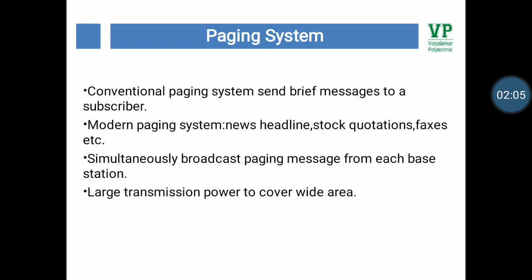Summary of paging system. Conventional paging systems send brief messages to a subscriber. Modern paging systems provide news headlines, stock quotations, facts, etc. to the subscriber. The radio towers simultaneously broadcast a page from each base station. Large transmission power is required to cover wide area.